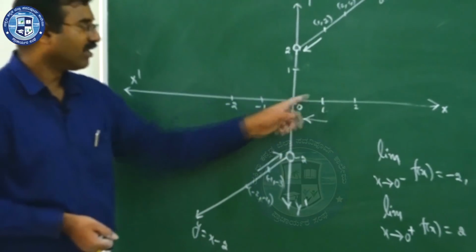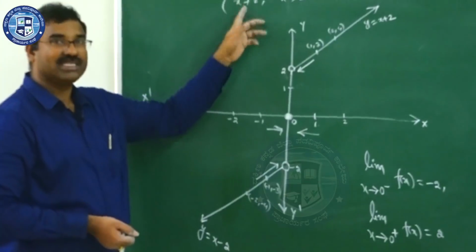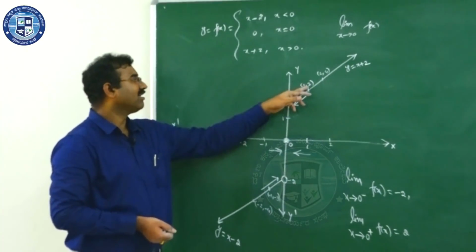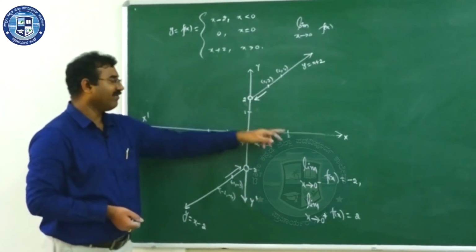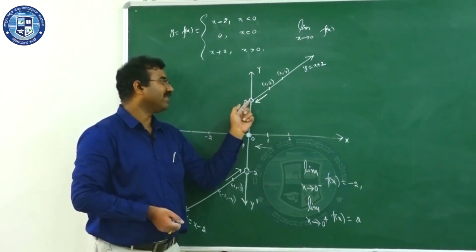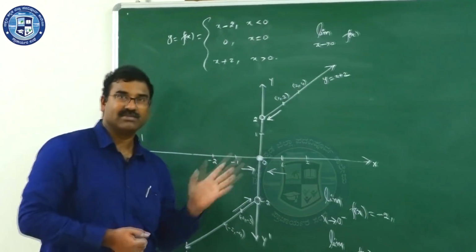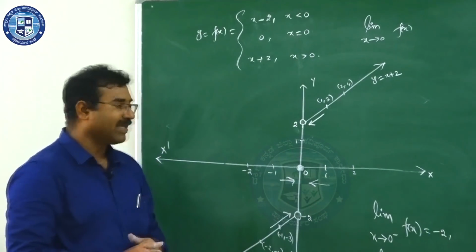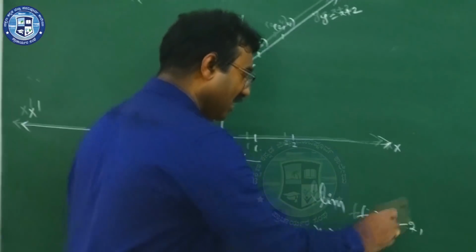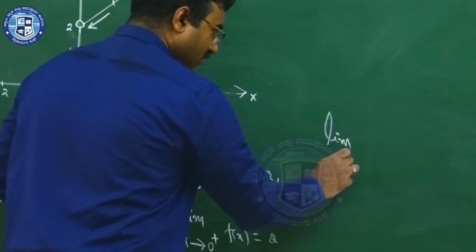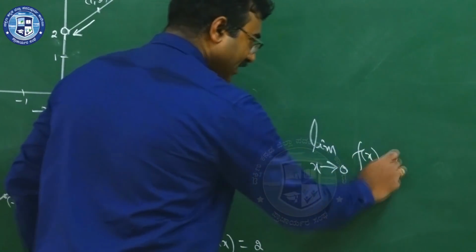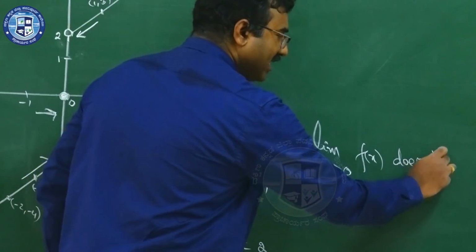Here also, y is equal to x plus 2. These are all straight lines, right? When x is 1, y value is 3. When x is 2, y value is 4. So the points are (1, 3) and (2, 4). When we join them, it goes like this. It is very clear from the graph. So here also we say that the limit does not exist: limit x tends to 0 of f(x) does not exist.